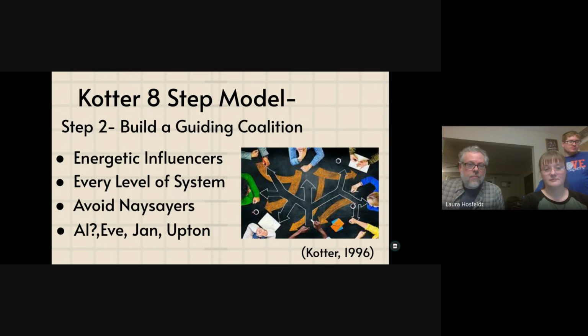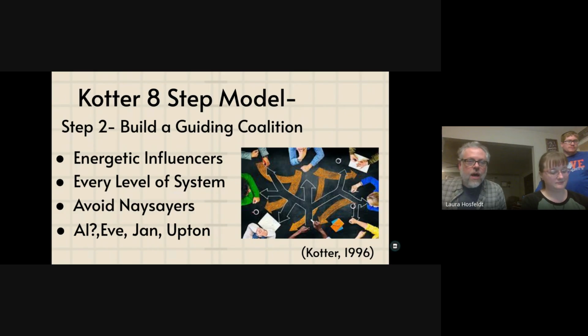So I've got a couple of examples here. These are energetic influencers who can engage and persuade, and whom people trust at every level of your organization. So we want those people not just at the top, but in the middle and at the bottom of an organization, all levels. Avoiding the naysayers is huge in this second step, those people who will never support and never change. In our example, Nora is that person.